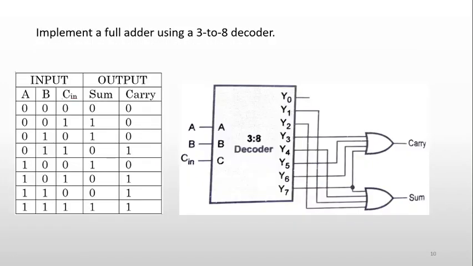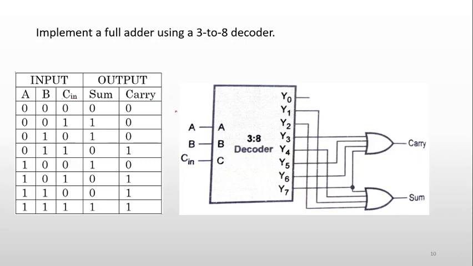Next question is implement a full adder using 3 to 8 decoder. So now we don't know what is the Boolean equation for full adder. First let us write the truth table for full adder. Full adder is a combinational circuit that adds 3 bits. The resultant of addition is sum and carry. That is when A is 0, B is 0 and Cin is 0, sum is 0 and carry is 0. When A and B are 0 and Cin is 1, sum is 1, carry is 0.